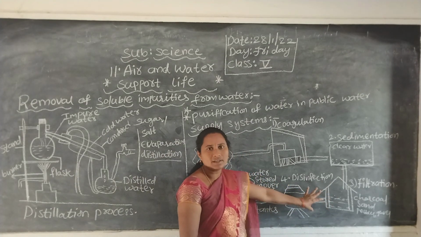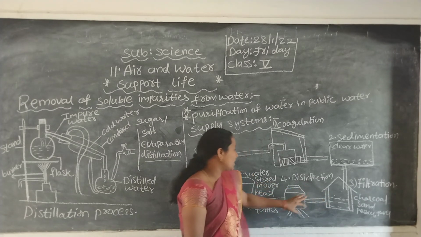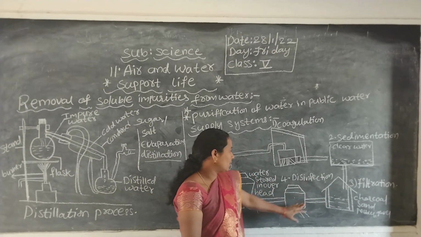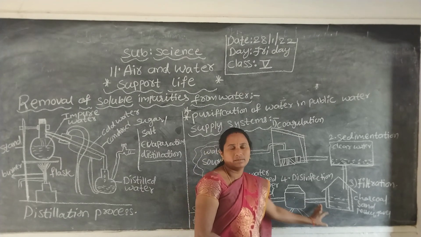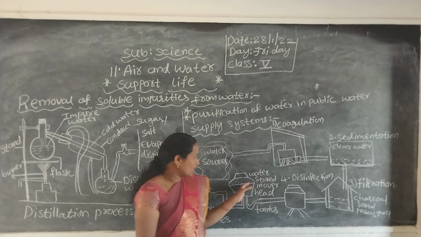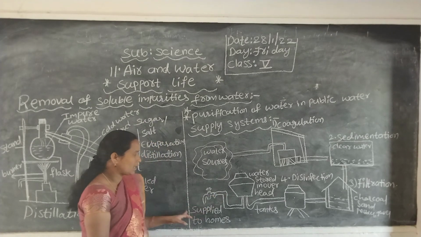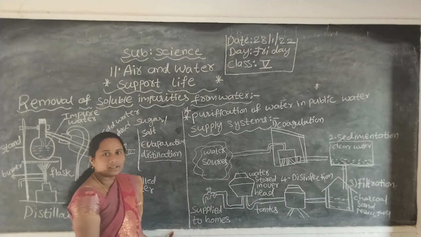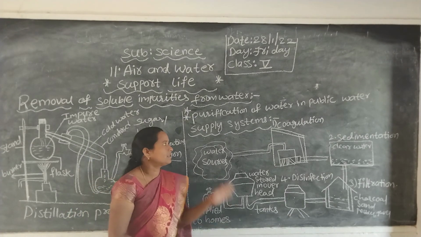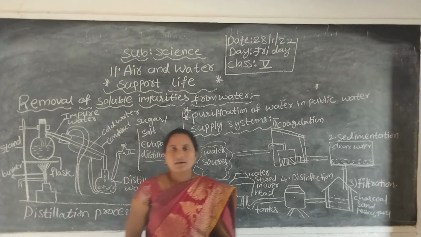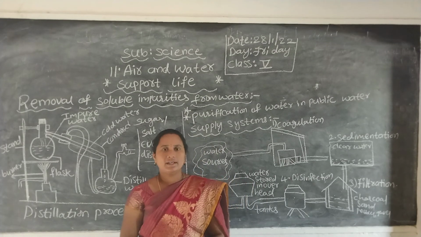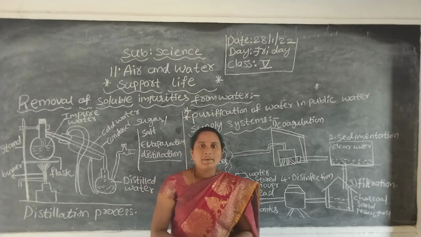Then this water can be used for drinking, but it still contains some germs. So now the water is sent to the disinfection tank, where they add chlorine tablets. The germs are killed by this process. Next, the water is stored in overhead tanks, and through taps we get the water in our houses. This is the public water supply system. So this is our complete air and water lesson. You have to complete your fair notes.